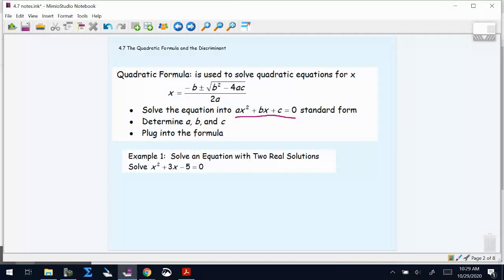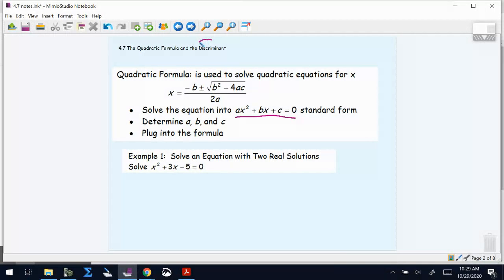It is kind of a long formula. I will say that of all the different techniques we've talked about with solving, this is probably your last resort. I think factoring is one that you should try first. I think square roots is one you should try. But if those don't work, then the quadratic formula is kind of like your backup plan, is the best way to think of it.